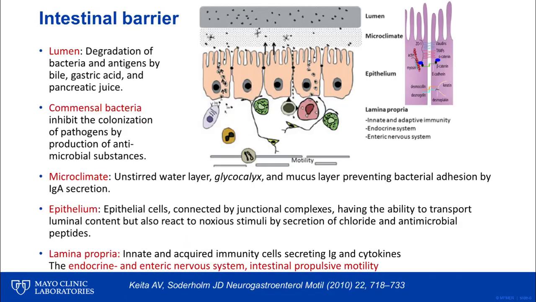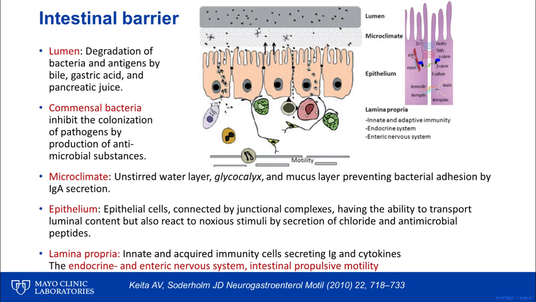So let's just go back and think about the components of the intestinal barrier. This is a nice review article by Kata and Soderholm, and it shows that we have in the lumen certain factors that help with the degradation of bacteria and antigens, such as bile, gastric acid, and pancreatic juices. Then we have the commensal bacteria that inhibit the colonization by pathogens.